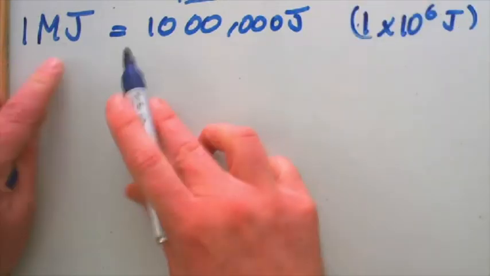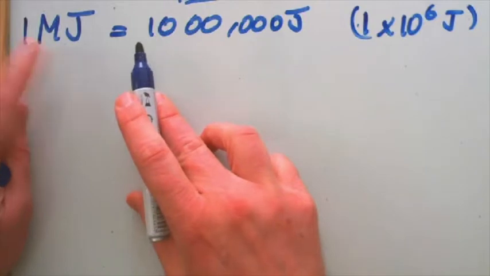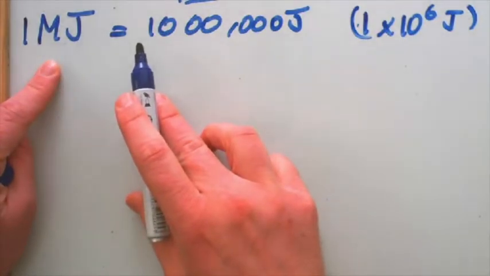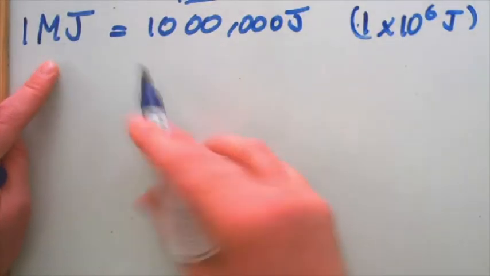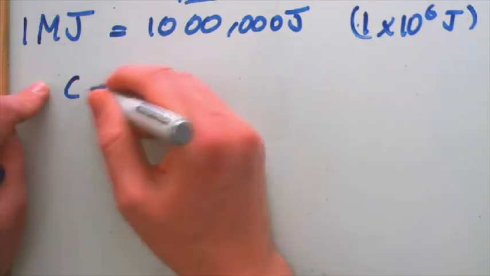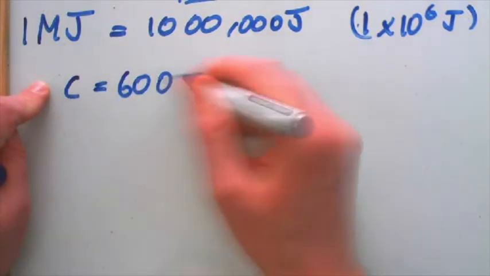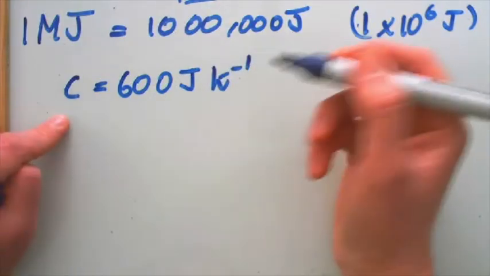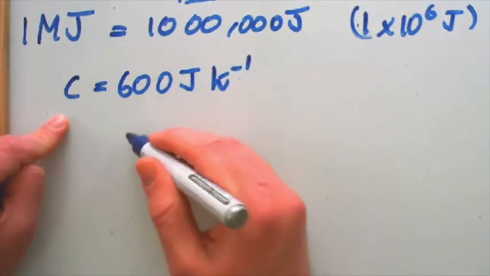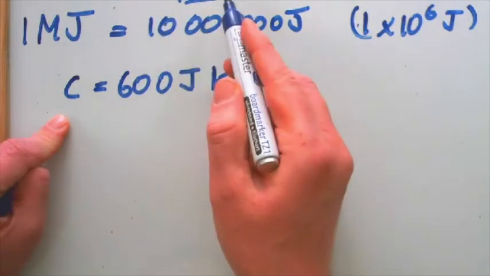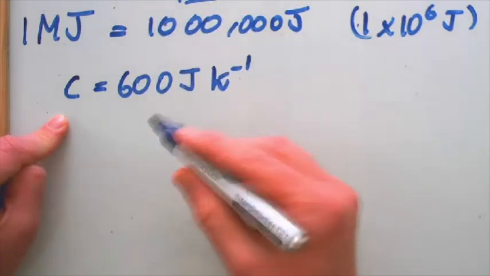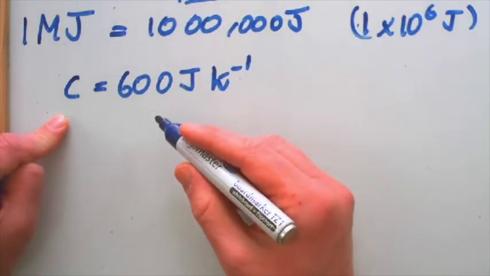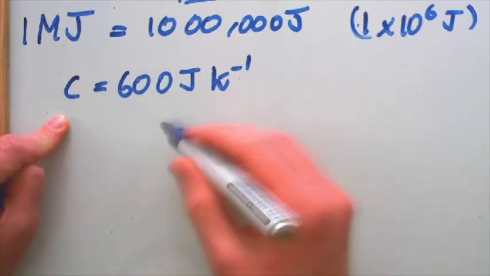Okay, so we have our heat capacity. We have our energy. We have our heat capacity, and we're just looking for temperature. So the capacity is 600 joules per Kelvin. So let's use a formula. Q is equal to heat capacity times change in temperature. We're going to rearrange it. This time they're asking us to find the change in temperature. So let's just rearrange it a little bit.